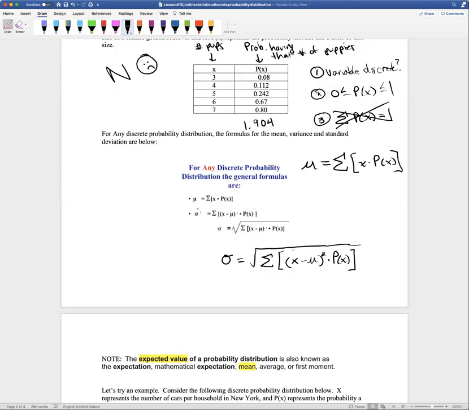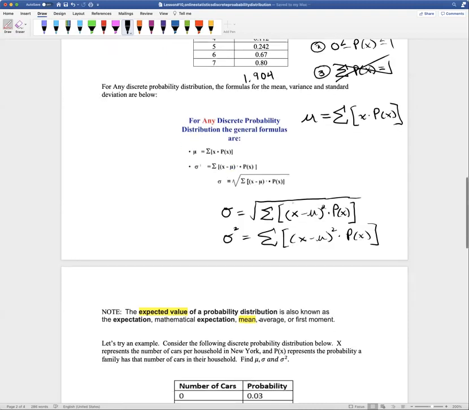Now, remember that the variance, which is the same thing as saying standard deviation squared, is the standard deviation without taking the square root. So it's just that value that's under the standard deviation without taking the square root. Okay, now that we talked about the formulas, let's do one or two examples.